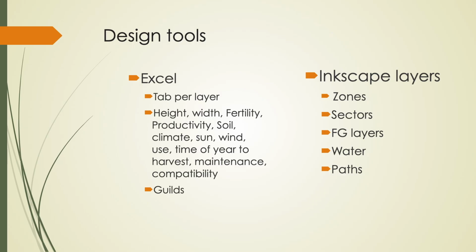And Inkscape was fantastic for using a layering function, which is a bit like using overhead projector acetates. I'd have my base map, and then I could overlay zones on top of that, and then sectors to see where the frost pockets were. And then I could overlay forest garden layers. So I'd have a layer for the canopy, a layer for the understory layers of the perennials and the shrubs, and also another layer for water and for paths. I could click these on and off and put as much or as little information as I wanted. And those are the two main IT design tools I was using throughout the process.